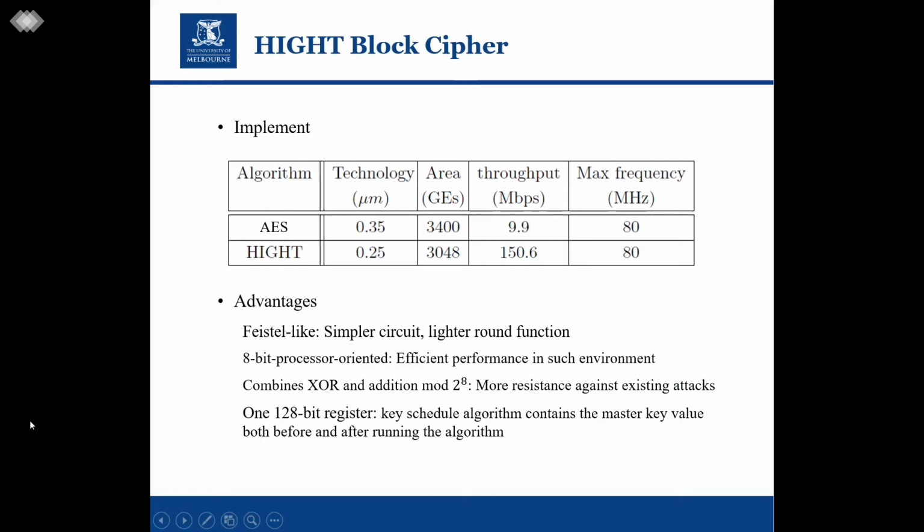The author implemented the Hyde block cipher and compared it with the AES cipher. Obviously here, by using similar numbers of logic gates, the throughput of Hyde is far more than AES. Besides that, Hyde has a simpler circuit. Since it is a Feistel-like cipher, its encryption process can be simply converted into its decryption process, so it does not require much more cost than the encryption-only circuit.